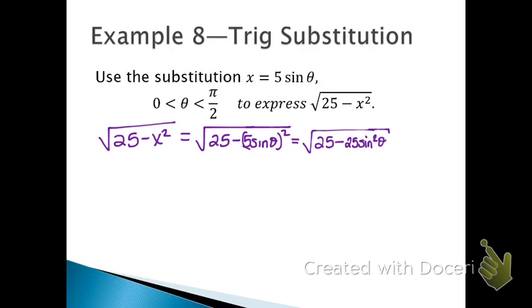Well, don't worry about the radical at this point. Just look at what's underneath it. What can we do to 25 minus 25 sine squared? I can't subtract it. What? I could divide by 5. Divide by 25. What's that called? Common factor, right? So let's factor the 25 out. So I've got the square root of 25 times 1 minus sine squared.